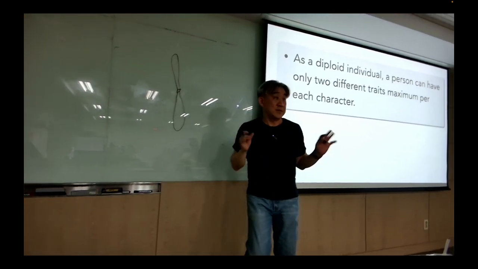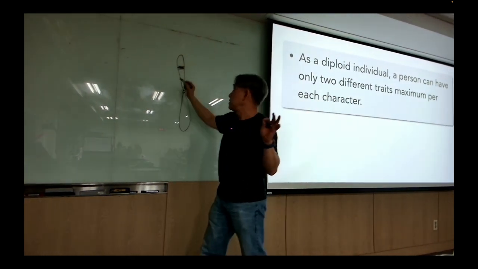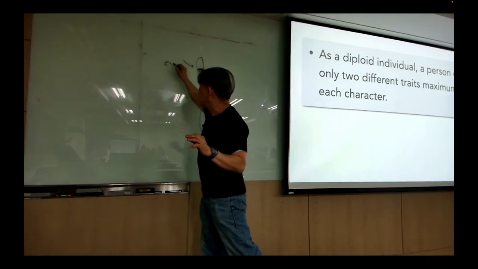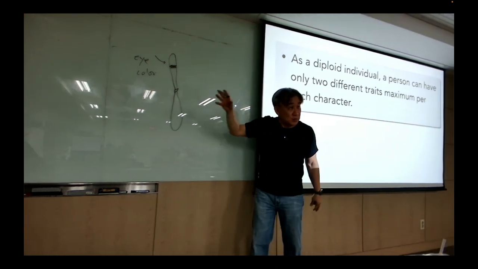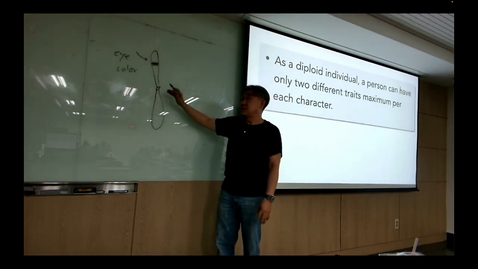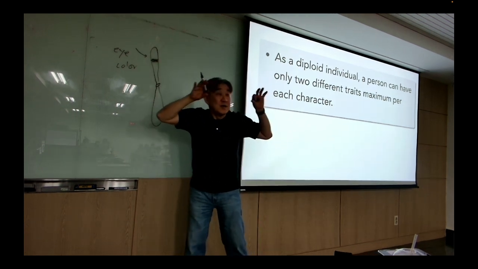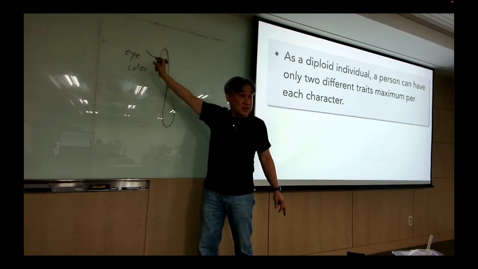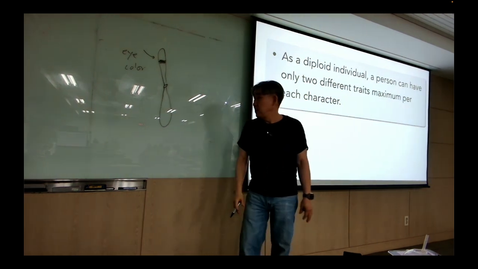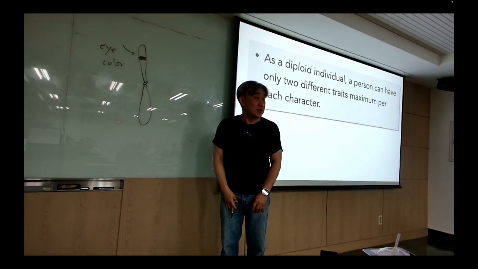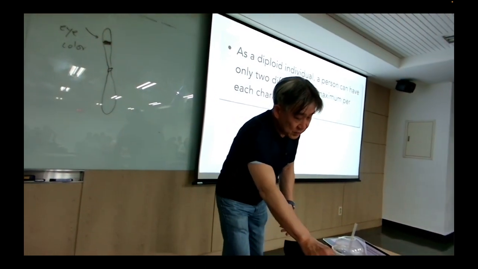You have one chromosome. Let's say this eye color. This eye color gene lives here. This is the particular area on this particular chromosome, whatever it is. Let's say this is chromosome number 12 or whatever, okay? And this particular location is where the eye color gene is present. So you have this. Do you have another copy of this eye color gene in your cell? Yes, right? Why? Because you are diploid.